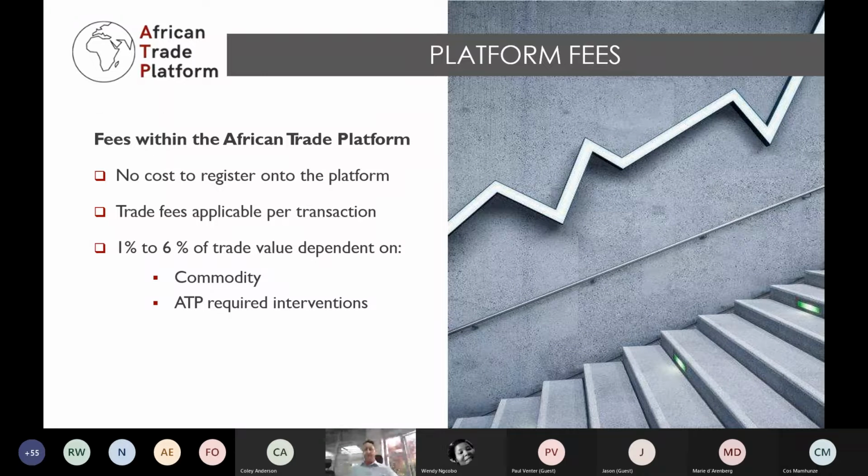So from a platform perspective, we just take a straightforward fee based on the revenue of the transaction, and it all differs depending on the product that's going through the platform. For example, the iron ore and manganese that we currently do out of the Northern Cape, you're looking at around a 1% fee, versus, for example, grapes, where we would be sitting at around 5%. So it all depends on the product itself.